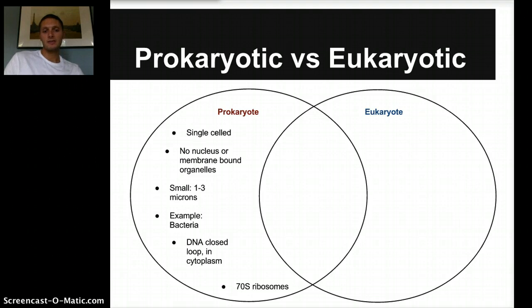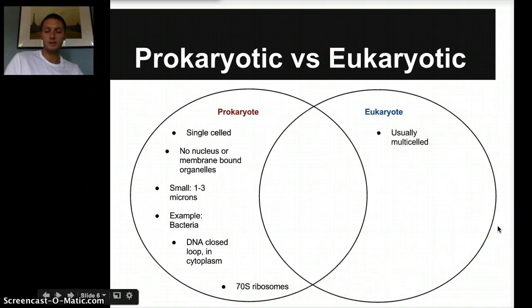Eukaryotes are going to have a different type of ribosome. The main difference between the two is that ribosomes are made up of 2 different subunits. There's usually a smaller subunit and a larger subunit, and those 2 subunits come together in order to produce proteins. Prokaryotes have different subunits than eukaryotes. That's what this 70S ribosome indicates: the prokaryotes have 2 smaller subunits than what eukaryotes have.